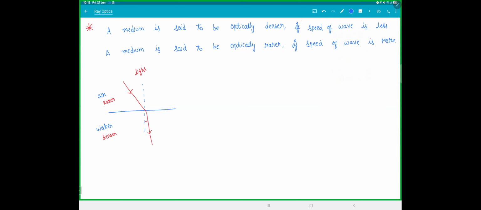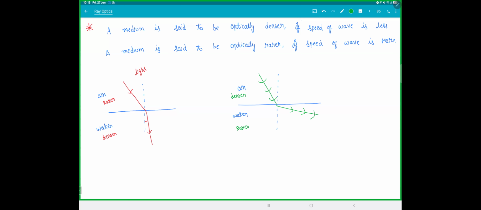Same thing, suppose you're sending a sound wave from air to water. Sound travels faster where? Sound travels faster in water. So water becomes rarer, air becomes denser. The whole idea of what is rarer and what is denser depends on the wave. So if you send a sound wave here, it actually goes away from the normal. Is that clear, everyone? Even sound obeys the law of refraction. But what is rarer and denser totally depends on what you're using.